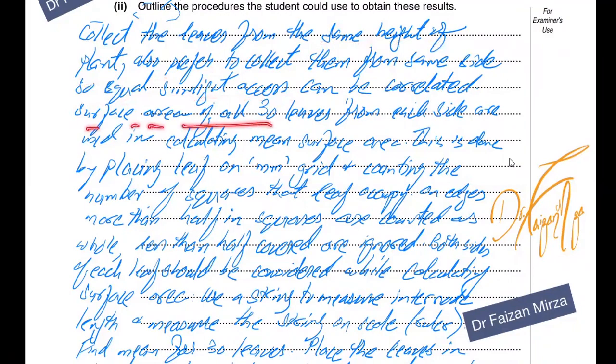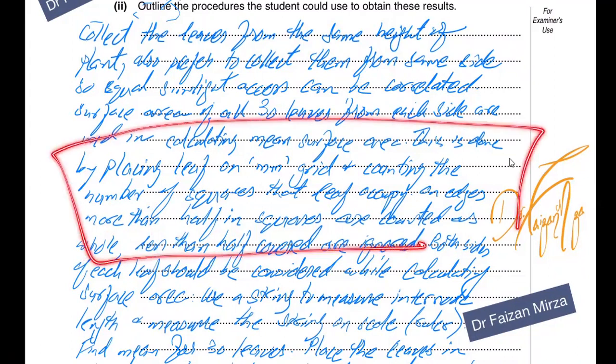So equal sunlight exposure can be correlated. Surface area of all 30 leaves from each side will be calculated. Mean surface area will be taken as well. How is the surface area calculated? This is done by placing the leaf on a millimeter grid and counting the number of squares that the leaf occupies. On the edges, more than half in squares are counted as whole, less than half covered are ignored. So this is how the surface area is calculated.